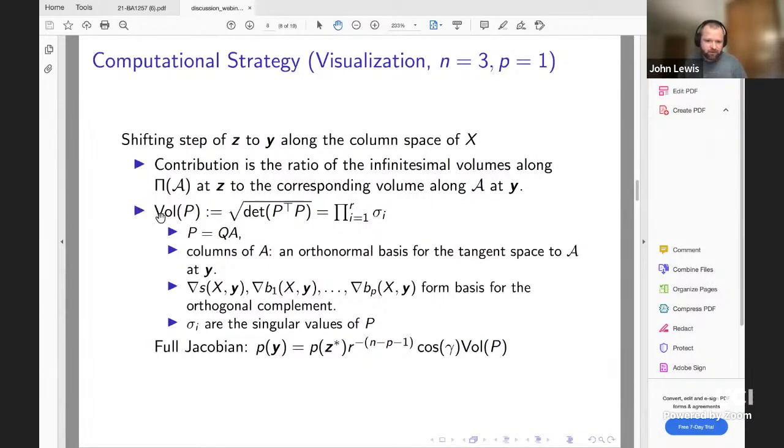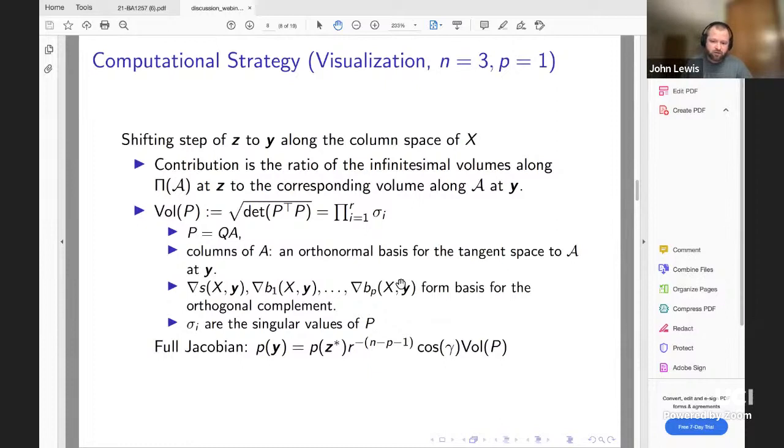And we worked that out to be the volume of this P matrix, which of course can be calculated using singular values. But the P matrix here is just, again, Q is the projection onto the orthogonal complement of the column space of X, and A here, the columns are an orthonormal basis for the tangent space of script A at Y. And some more details here. That space, we can actually find a basis for the complement of that space using the gradients, is what we showed in the paper. So the gradients of the statistics. And so we can start there and orthonormalize these and find the basis for the complement.